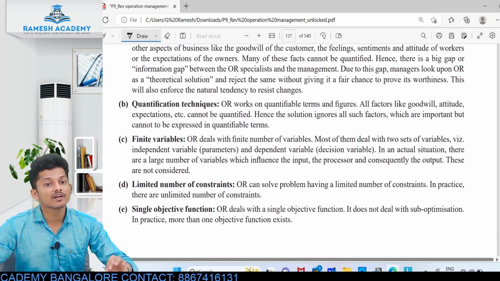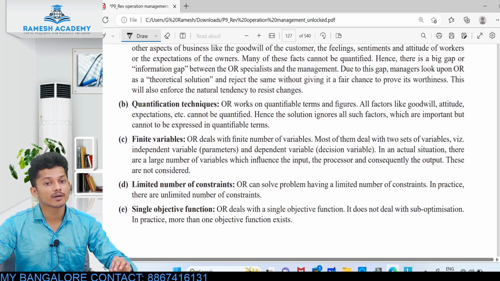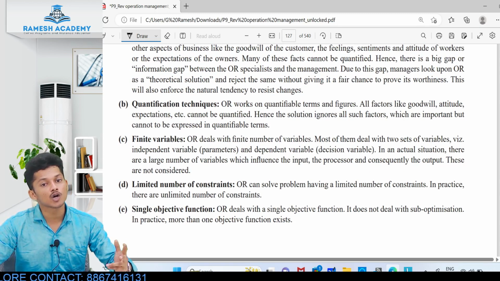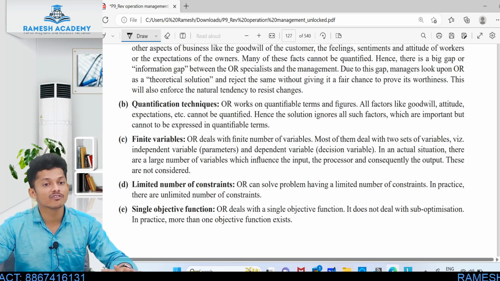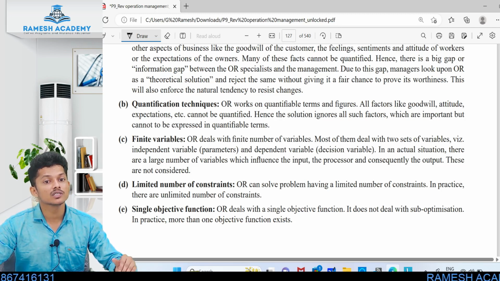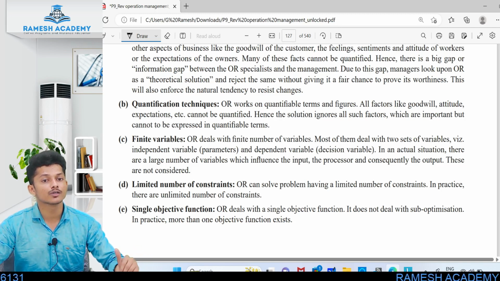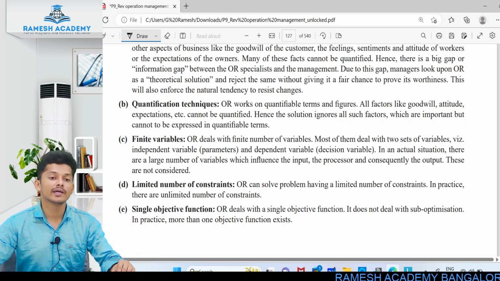And quantification technique. OR works on quantifiable terms and figures. All factors like goodwill, attitude, expressions, etc. cannot be quantified. See, mainly OR is only for the quantifiable. And when you see qualitative terms like goodwill and attitude, those cannot be captured. There also OR fails.